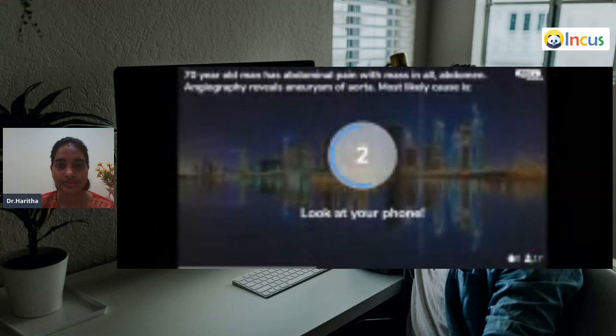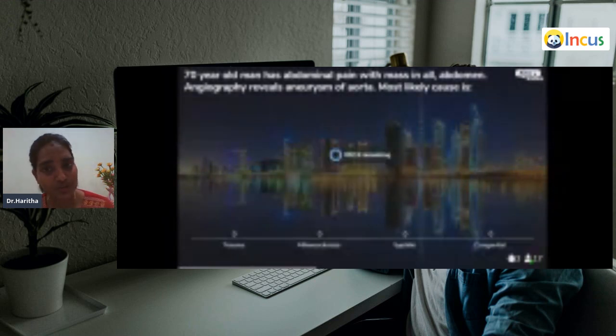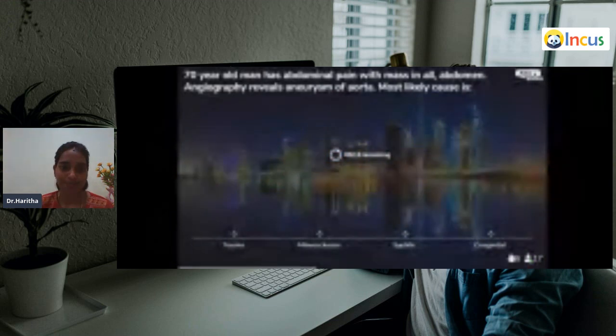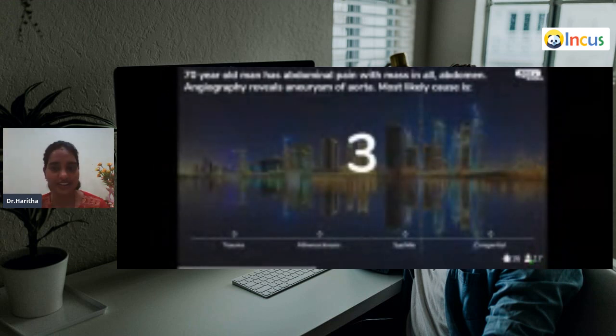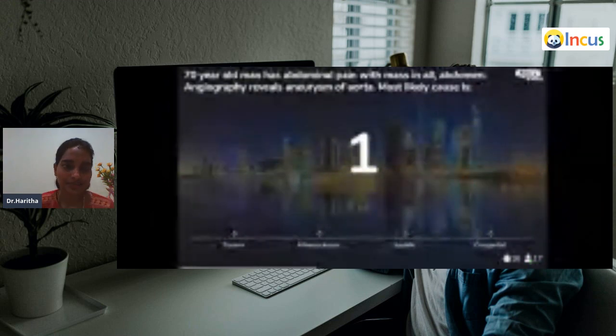So, a 70-year-old man has abdominal pain with a mass in the abdomen. Angiography reveals an aneurysm of the aorta. What is the most likely cause? This is a tough question, and it's very simple to answer. Trauma, atherosclerosis, syphilis, or a congenital cause. Think 70-year-old man.